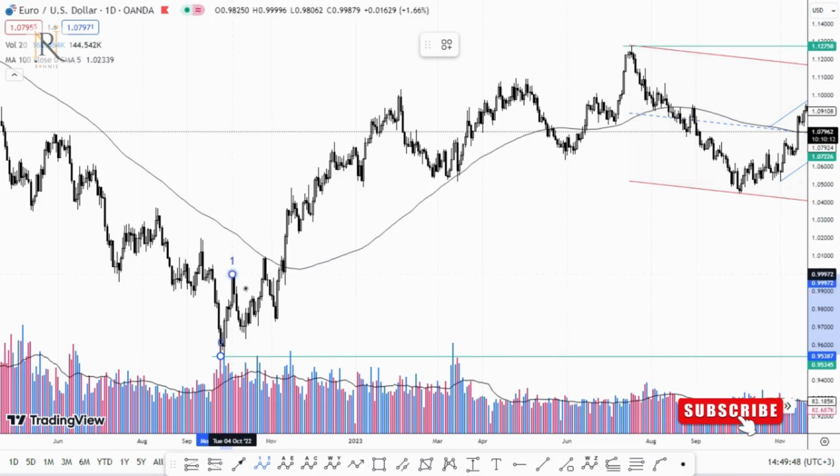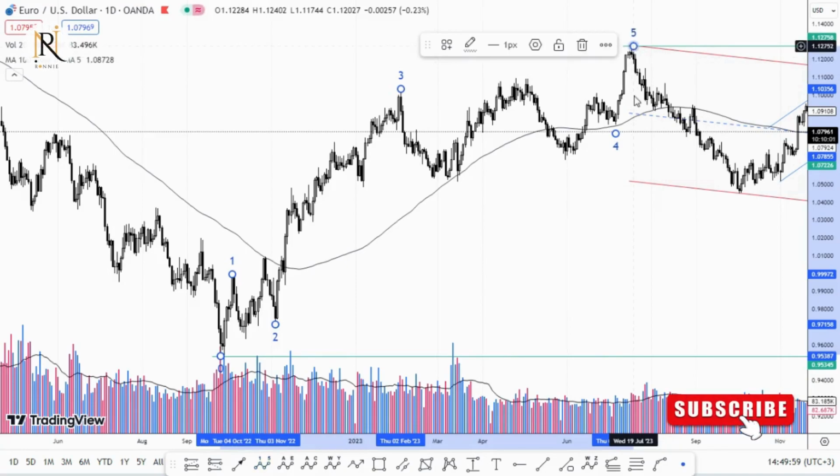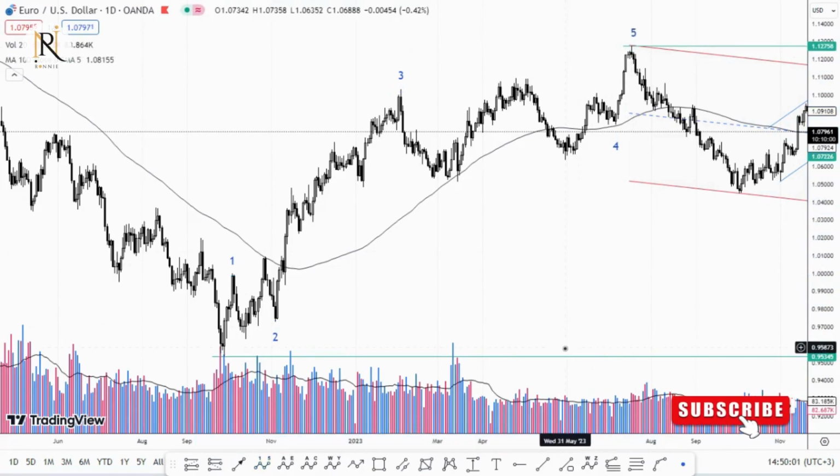I'm saying this is wave 1, wave 2, wave 3 right at this point, and then wave 4, which ended right at this point, and then finally wave 5. This is the most important thing.